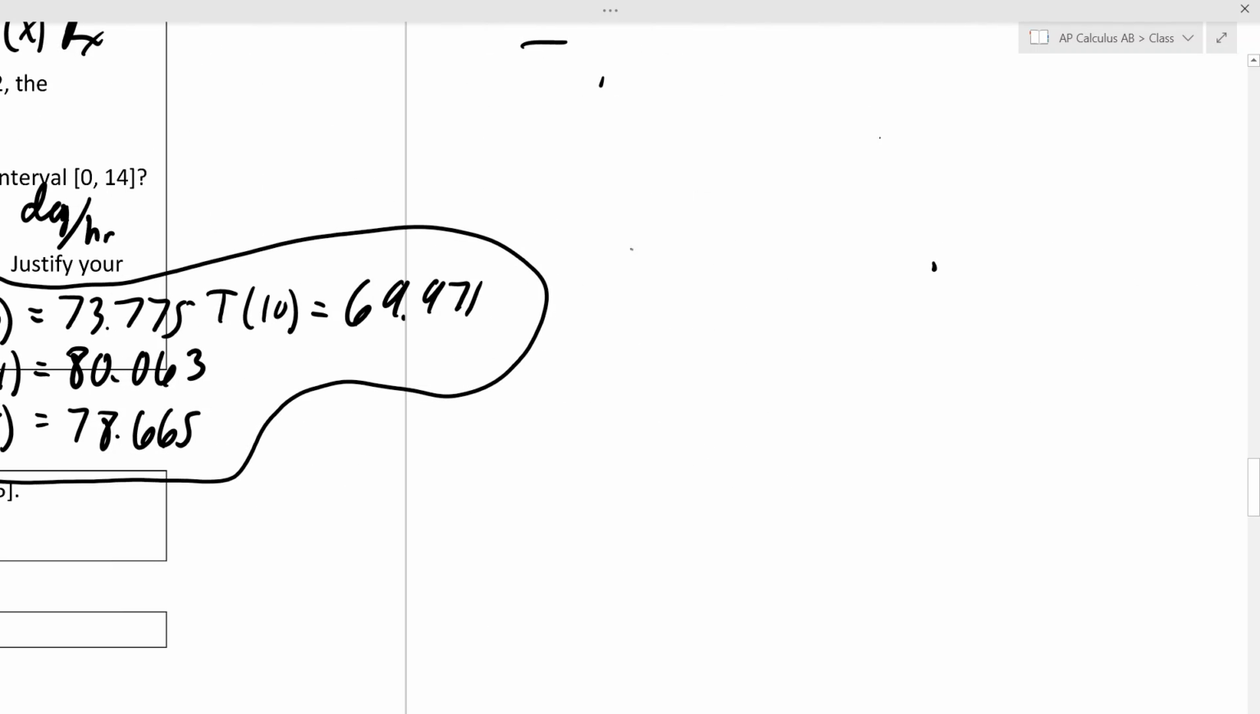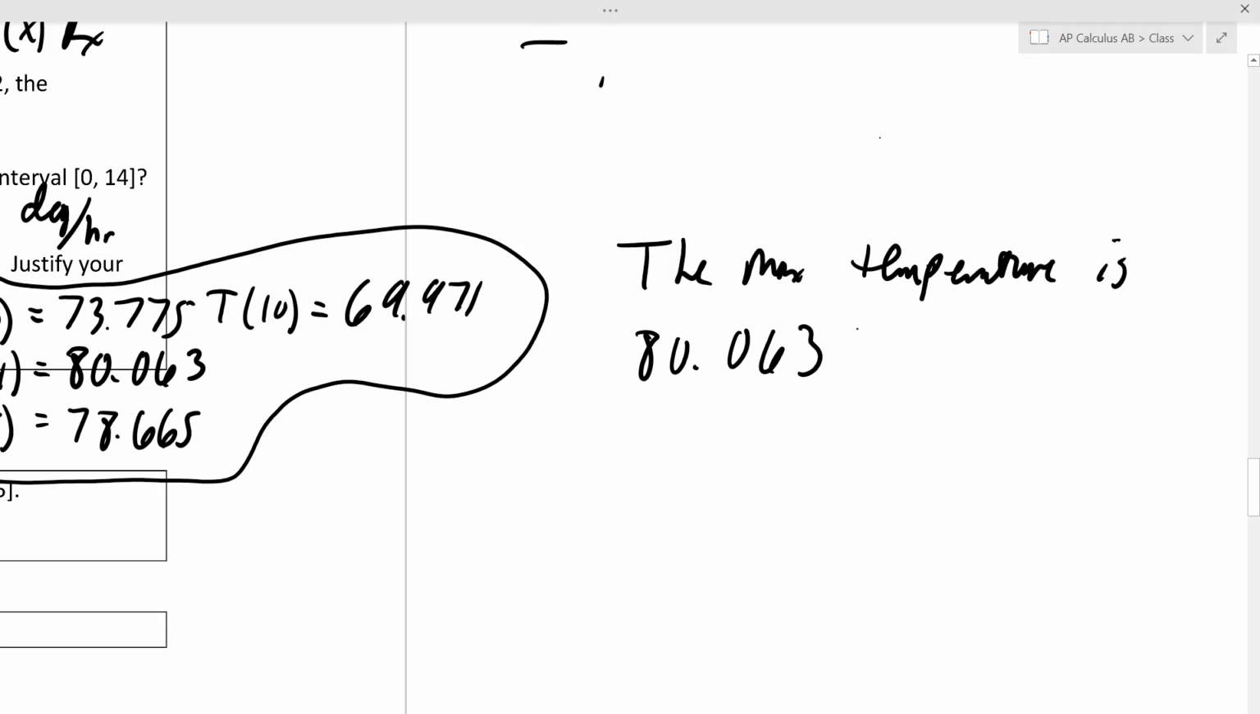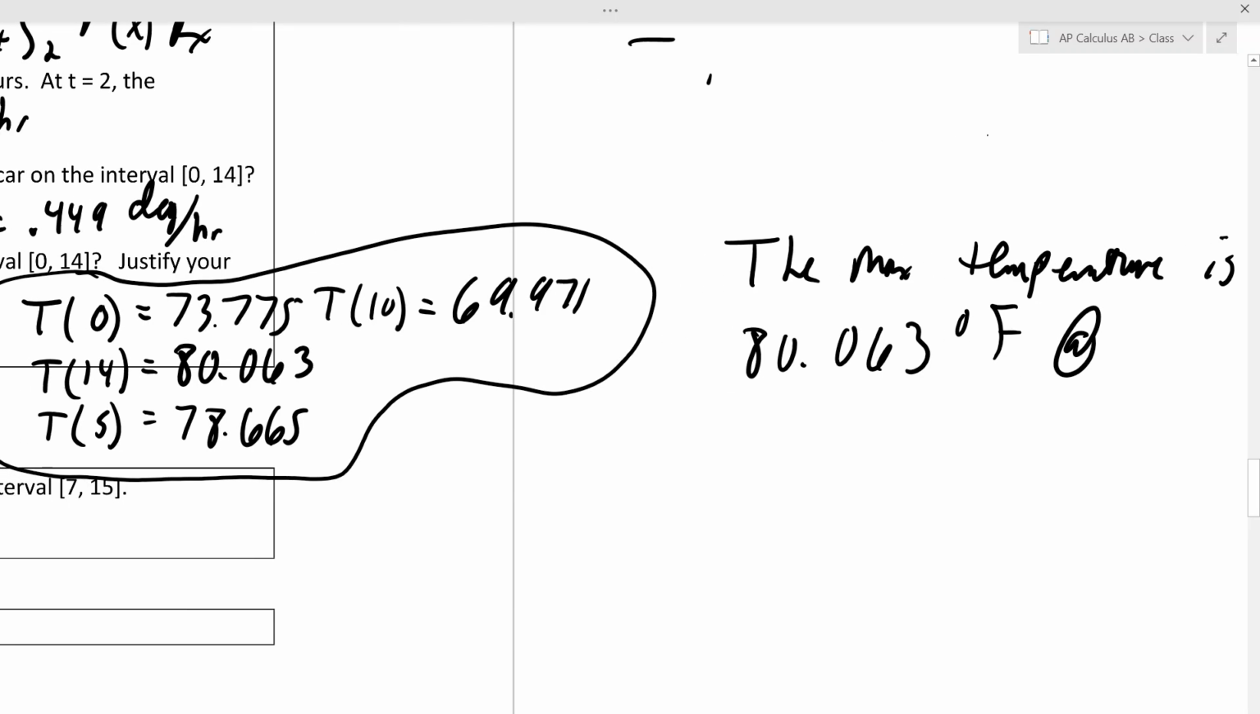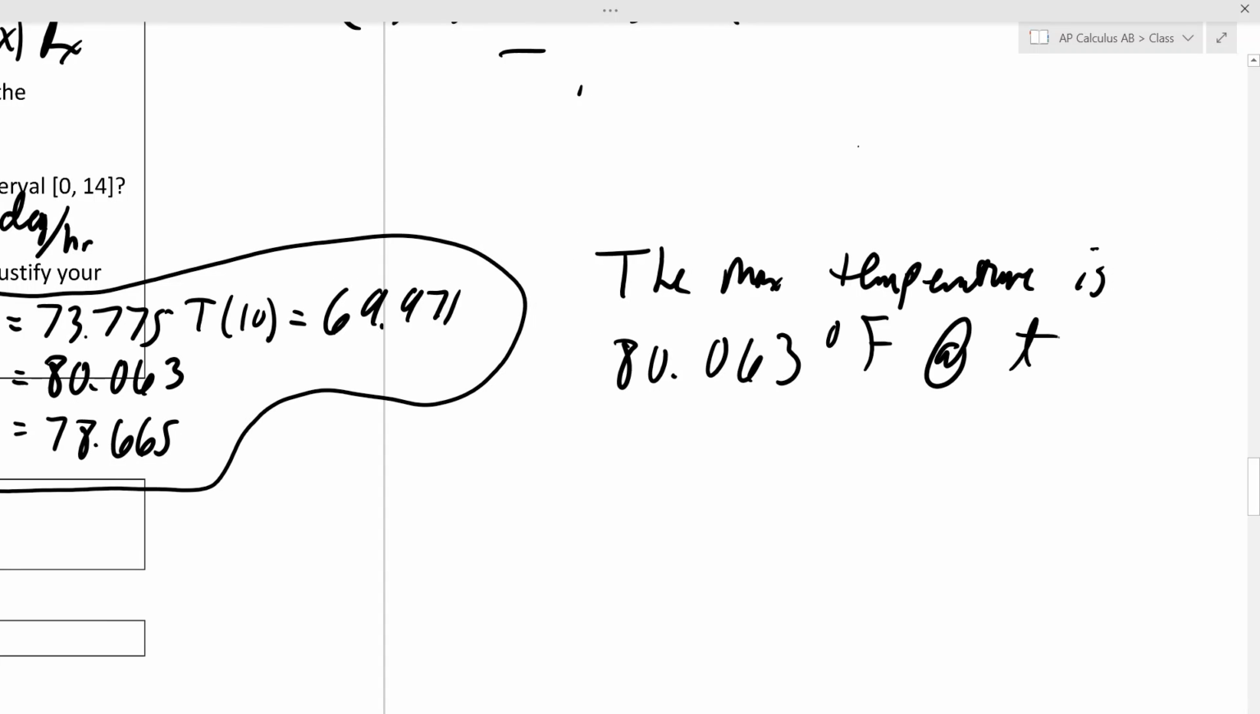So the max temperature is 80.063 degrees, Fahrenheit, technically. And we're going to say when. Even though it doesn't ask when, always put it just in case, because sometimes it says when, and students forget to write that. At t equals 14 hours. Just get used to answering both of them, when and what.